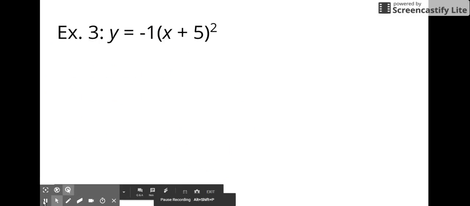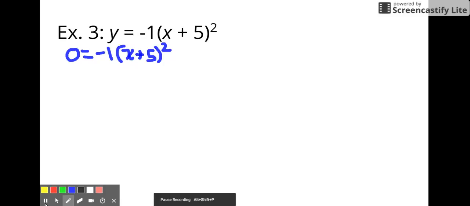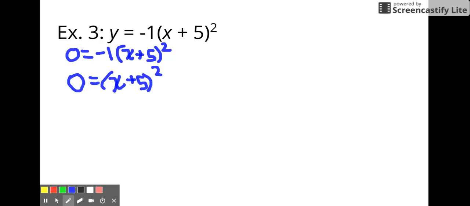We're going to look at one last example to solve by the square root method. We're going to set our equation equal to 0, and then we want to get the quantity squared alone, and we do this by dividing both sides by -1. 0 divided by -1 is still 0. Then we need to take the square root of both sides, and the square root of 0 is 0. So we're going to write that down and then solve for x.